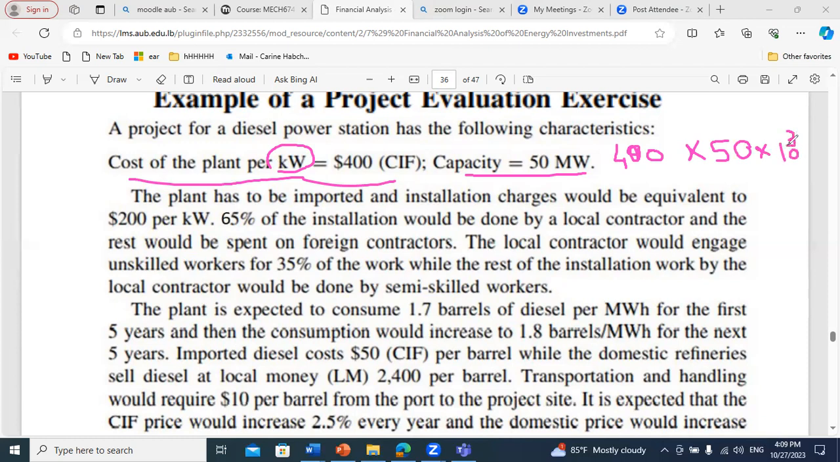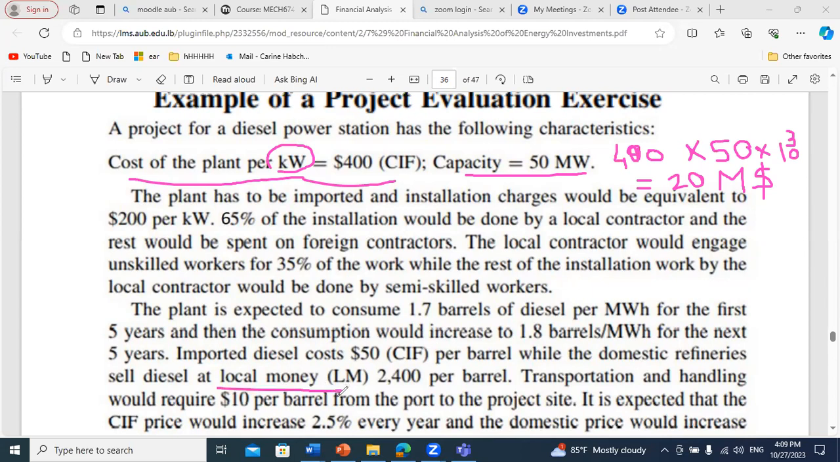And then it's equal to $20 million. Okay, $20 million. Now, if we are doing the calculation for the economic and financial cases, what will be the difference? Until now, there is no difference. In $1 million, both will have the same value. But what will change is when we convert to local money terms.